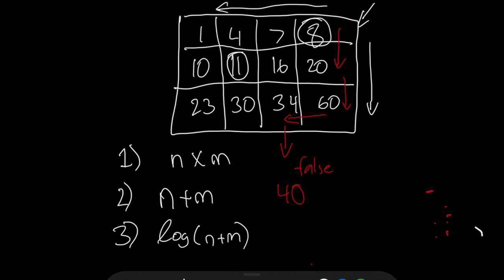because the array is already sorted, like it's 1, 4, 7, 8, 10, 11, 16, 20, 23, 30, 34, 60, like all of these are already sorted. So what you'll have to do is just modify the original binary search that we typically use to get this logarithmic complexity. And I'm going to show you how I did that because that's the best approach to solve this problem.